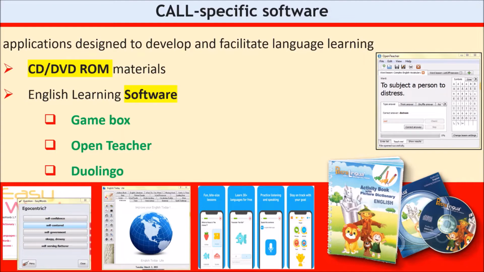Here the first one is CD or DVD-ROM materials. This is somewhat earlier. Currently CDs or DVDs are not really used to deliver course material, though sometimes they still are. But five or ten years ago, CDs and DVDs were very popular among self-learners. Most of the course materials could be found through CDs and DVDs, by purchasing them, and then learners could easily improve their self-learning.